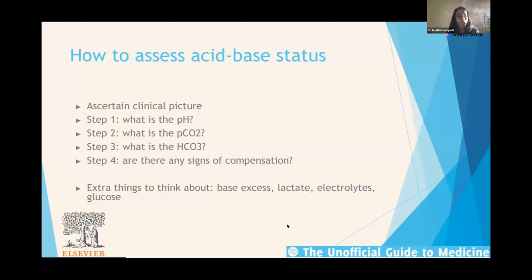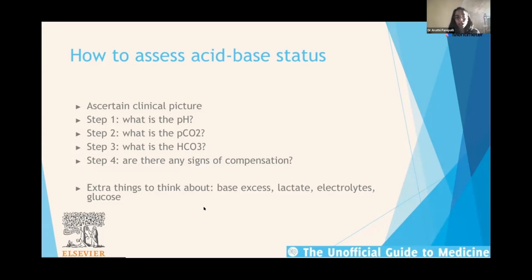You can get a rapid change in pH with ventilation. If your CO2 level in your blood increases significantly, then your pH will drop. But that's a very quick change because it's to do with ventilation. Then we've got PCO2. So what's the PCO2?